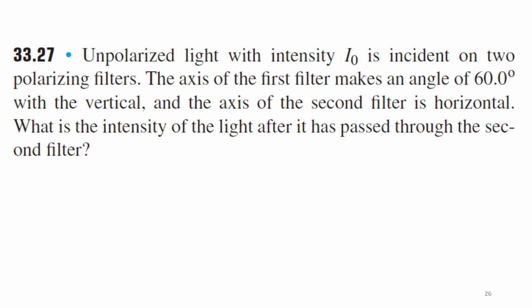This would mean that cosine squared 30 is 3/4. But since the original intensity I naught is halved upon passing through the first polarizer, we have to add 1/2 as an additional factor. The intensity after passing through two polarizers is 3 I naught divided by 8.